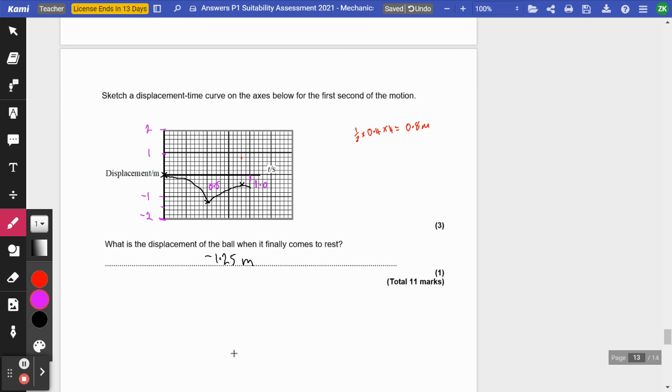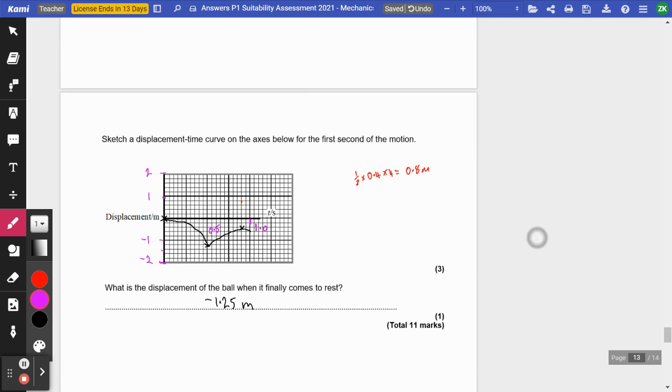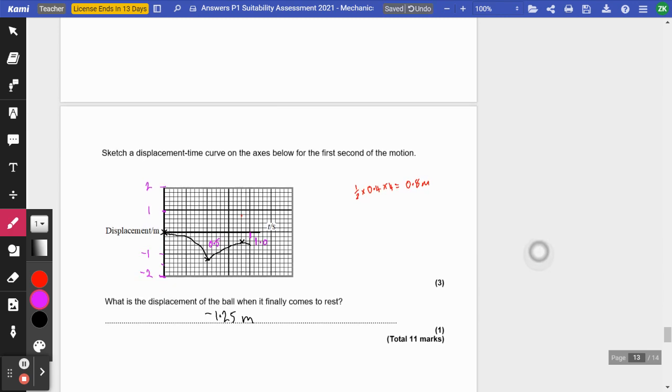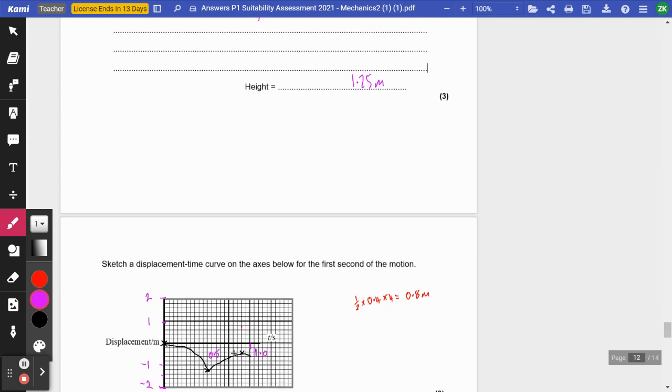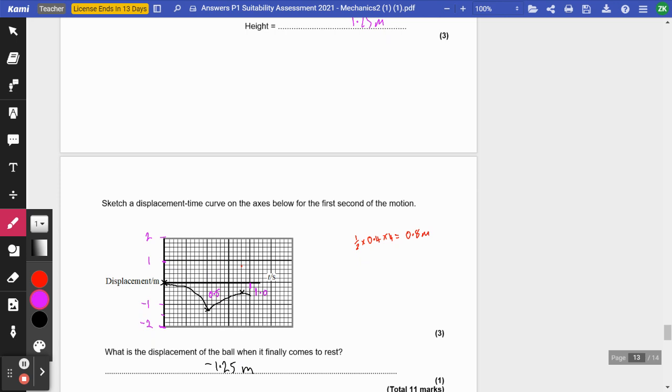Okay, so this section here is a little tricky. Sketch the displacement time curve on the axis below for the first second, so 1 second. What do we need to know? We know that the ball dropped 1.25 meters. The reason I've put it as a negative is because the object is falling downwards, and that's a negative displacement. So that's minus 1.25, that point at 0.5 seconds.